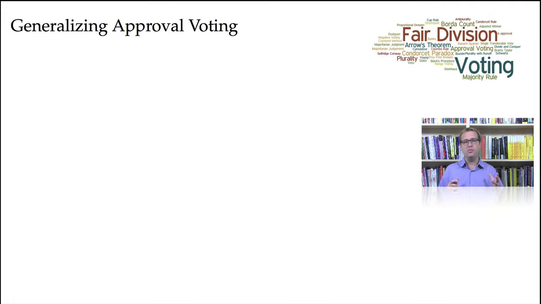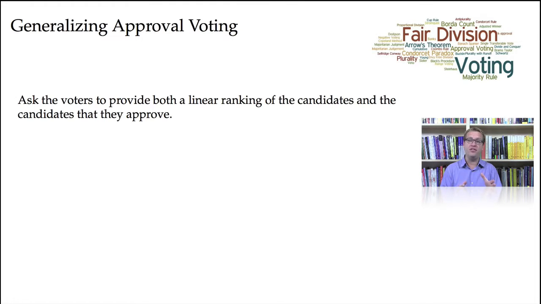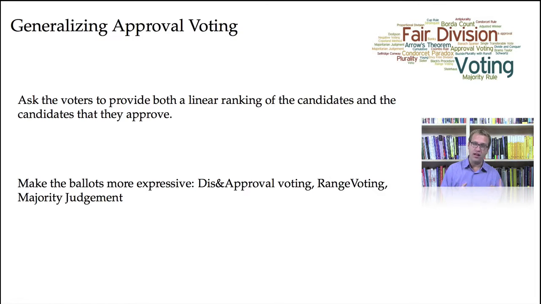So just to conclude briefly, I want to mention 2 ways that we could generalize approval voting. The first is to simply ask the voters to provide both a linear ranking, the ranking over the candidates, and also the candidates that they approve of, and you use both pieces of information to determine who the winner should actually be. There's a second, perhaps more interesting way to generalize approval voting, and that's to look at the grades or the type of ballots, the type of information you're asking from the voters.